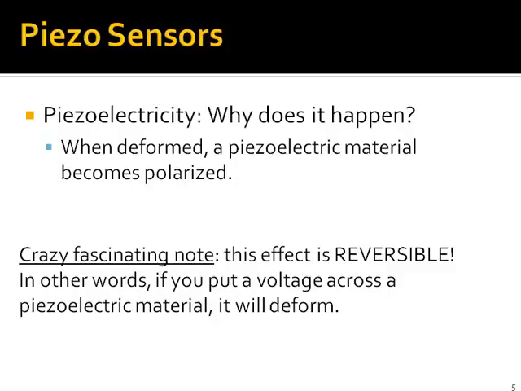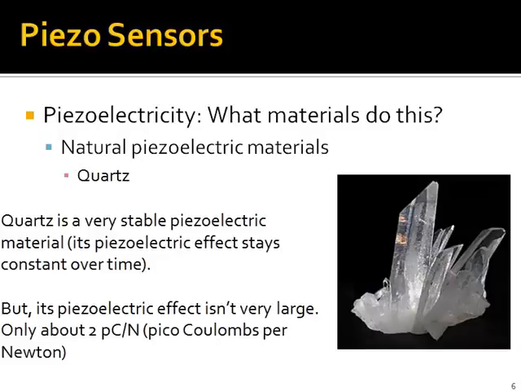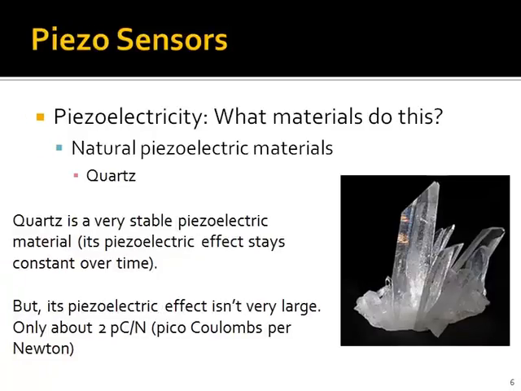So, since a piezoelectric material occurs because of the crystalline structure, let's take a look at what kinds of materials work for making piezoelectric sensors. Curiously enough, there are some natural materials that exhibit a piezoelectric property. One of these is quartz. Quartz has a piezoelectric property because it's a natural crystal. But it doesn't give us very much of a piezoelectric effect, only about 2 picocoulombs per Newton.